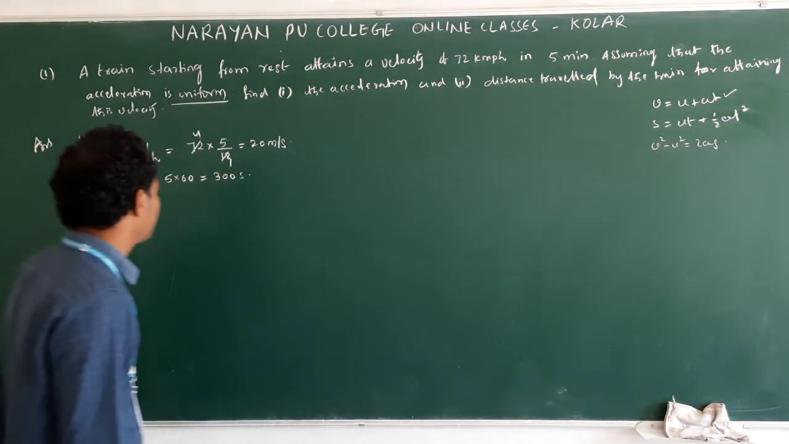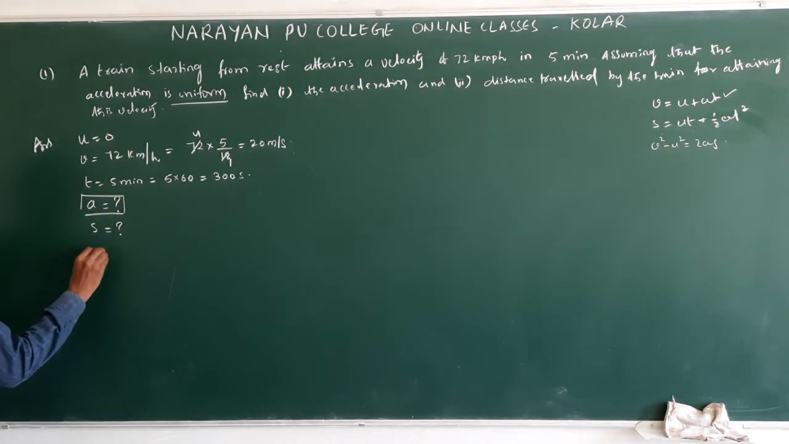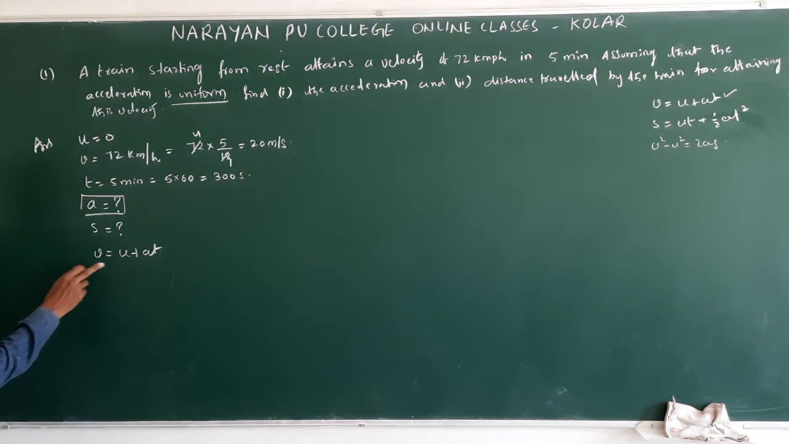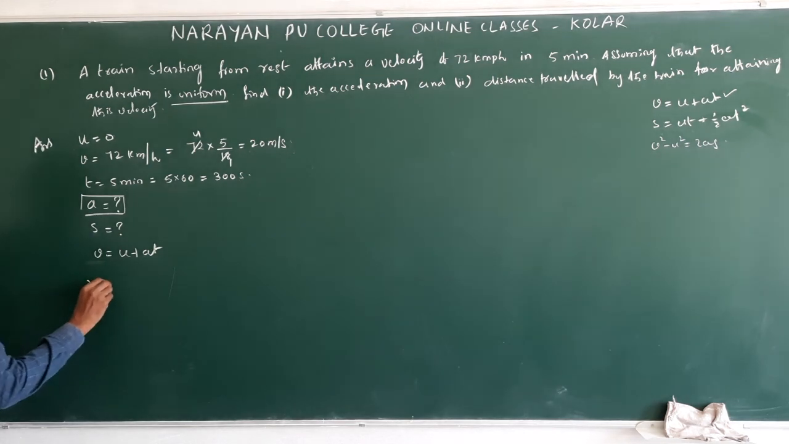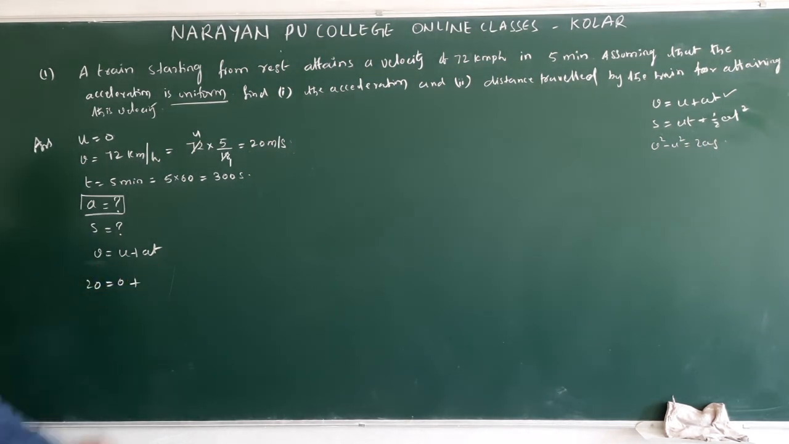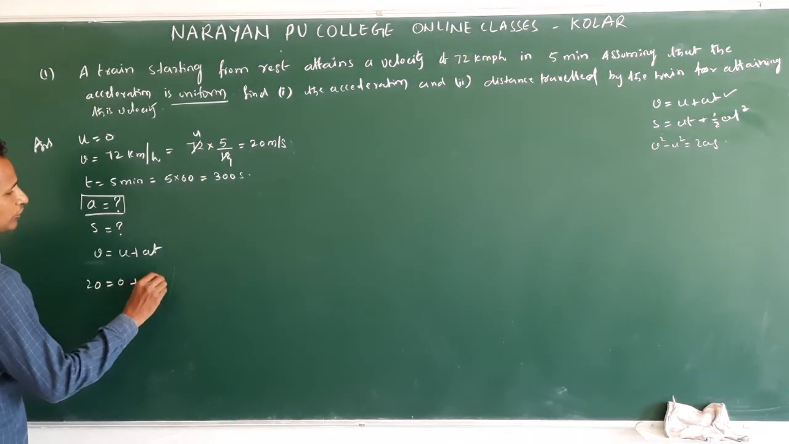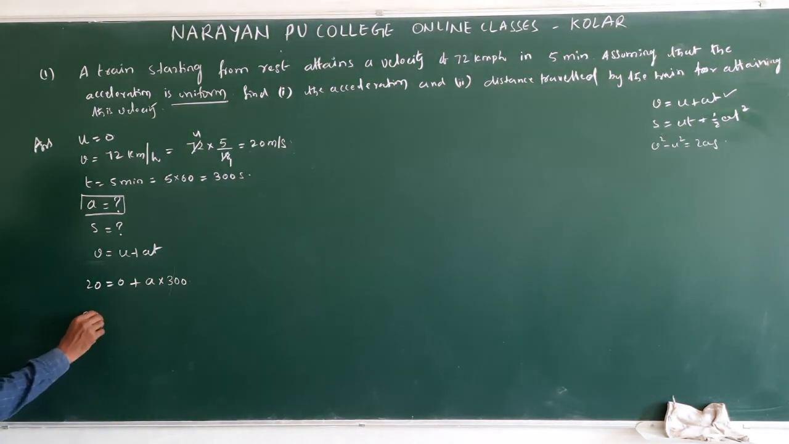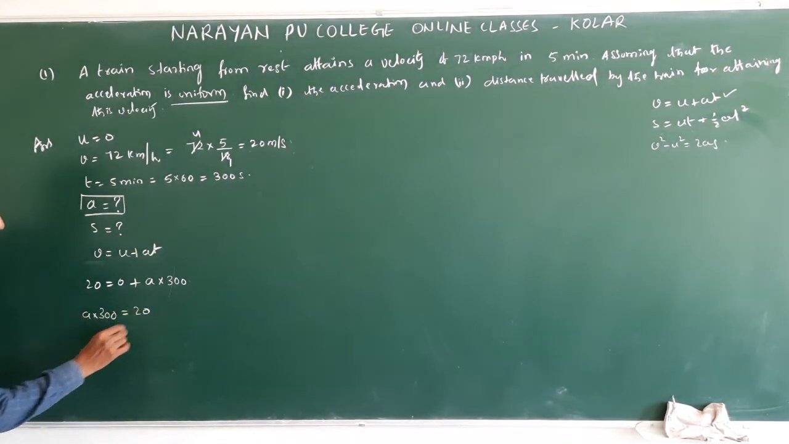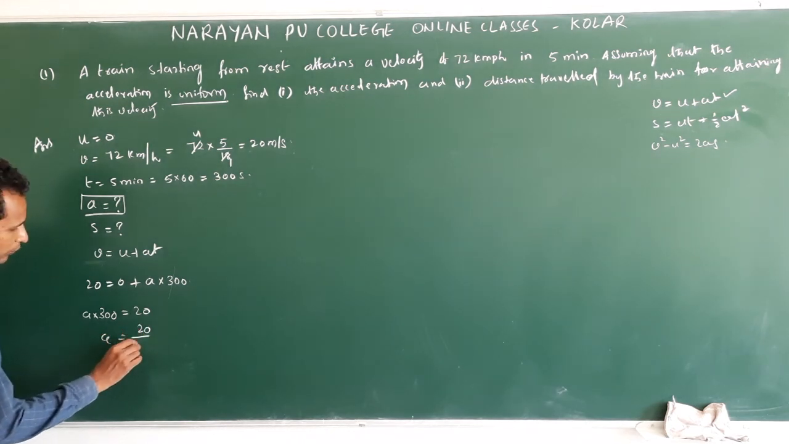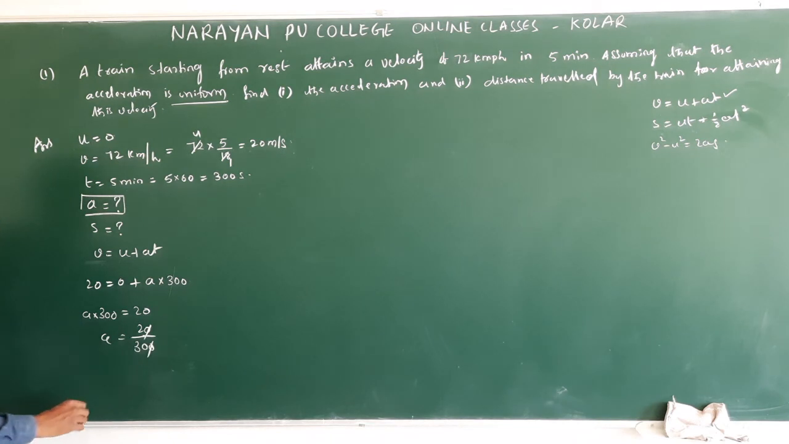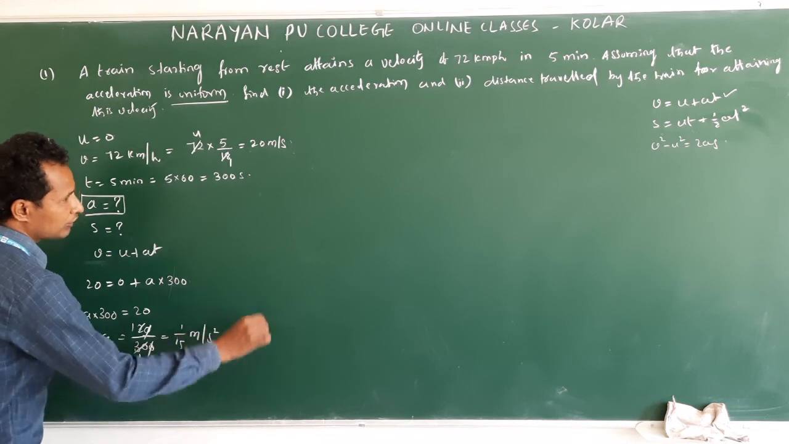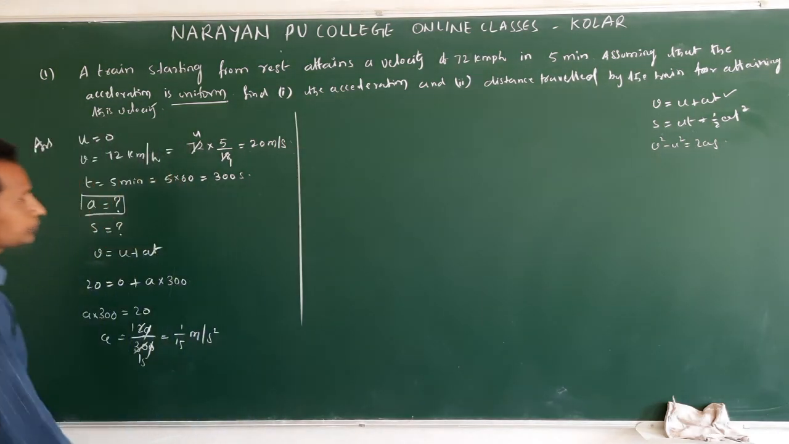So the suitable equation is v is equal to u plus at. Clear? They are asking a. So substitute the values now. v, final velocity, is 20. Initial velocity u is 0, plus a, they asked, t value is 300. So a into 300 is equal to 20. a is equal to 20 by 300. 0 cancel, 2 ones 2, 15. So 1 by 15 meter per second square.